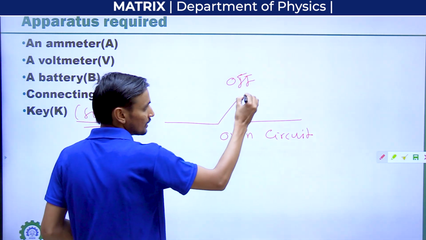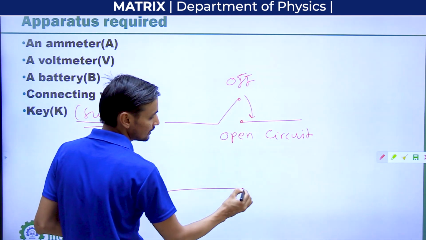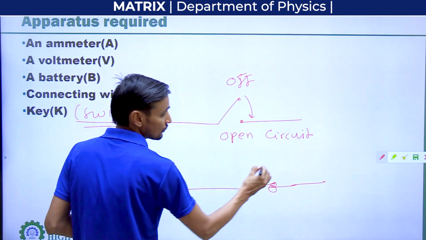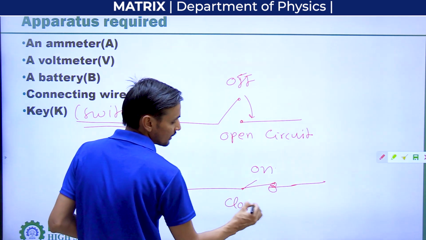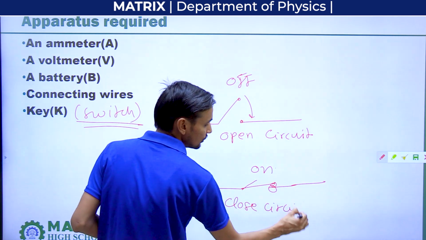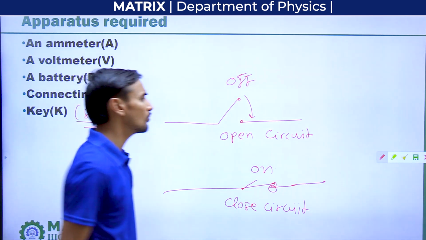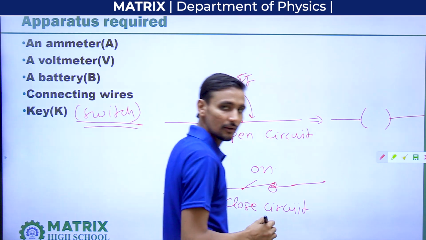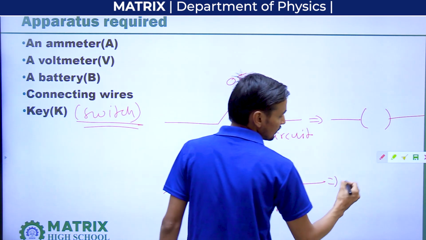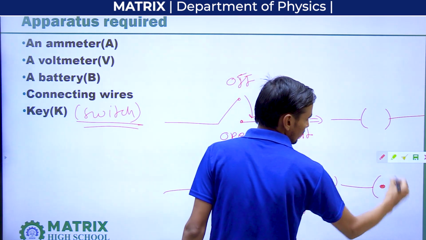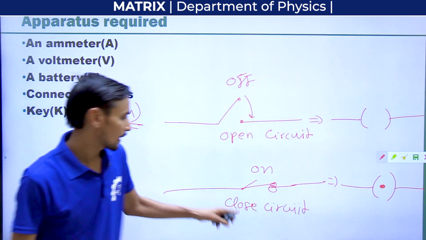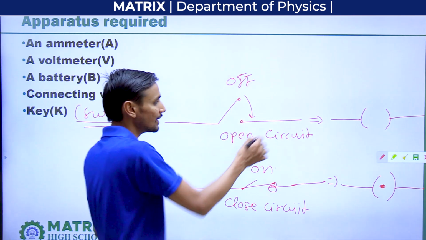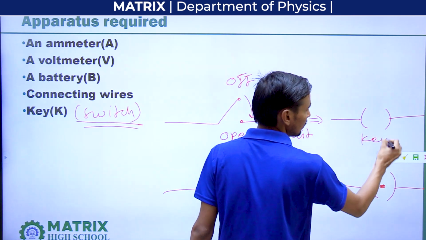And when we take this switch from this to this, then it will be like this. So this is on, that means closed circuit. Now current will flow through this circuit. This is also shown by this: open or off switch, or this is close or on switch, closed circuit or on switch. Okay, so these are key or switch.